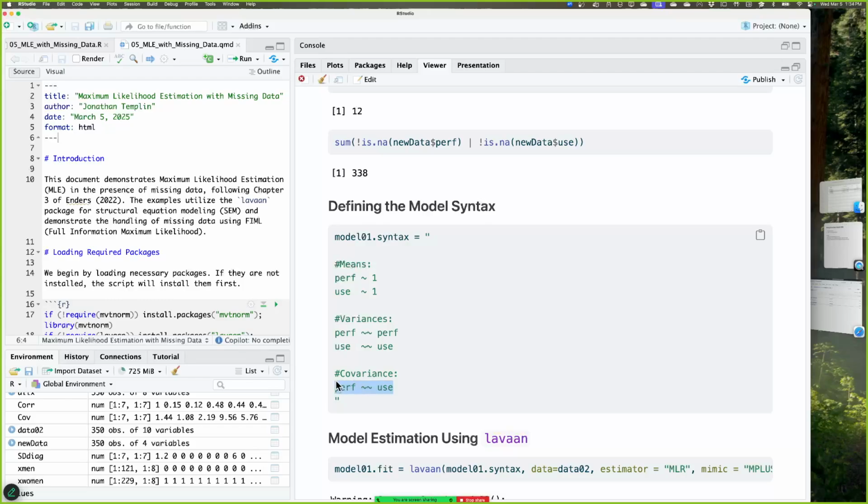Finally, the covariance, perf double tilde use, appears as well. I will note that you could put use on the perf line with a plus by it, and it would estimate the same, but I'm doing this to be very explicit as to what's a mean, what's a variance, and what's a covariance, because I'm trying to tie multivariate normal, the distribution from theory, to what we're getting in lavaan. So that's our lavaan syntax. Any questions on that?